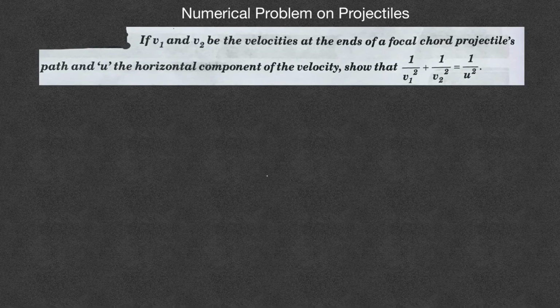on projectiles. So in this particular video lecture we will study a numerical problem based upon the projectile study that we have done so far. The numerical problem is: if v1 and v2 be velocities at the ends of a focal chord of a projectile's path, and u the horizontal component of the velocity, show that this thing we have to prove.